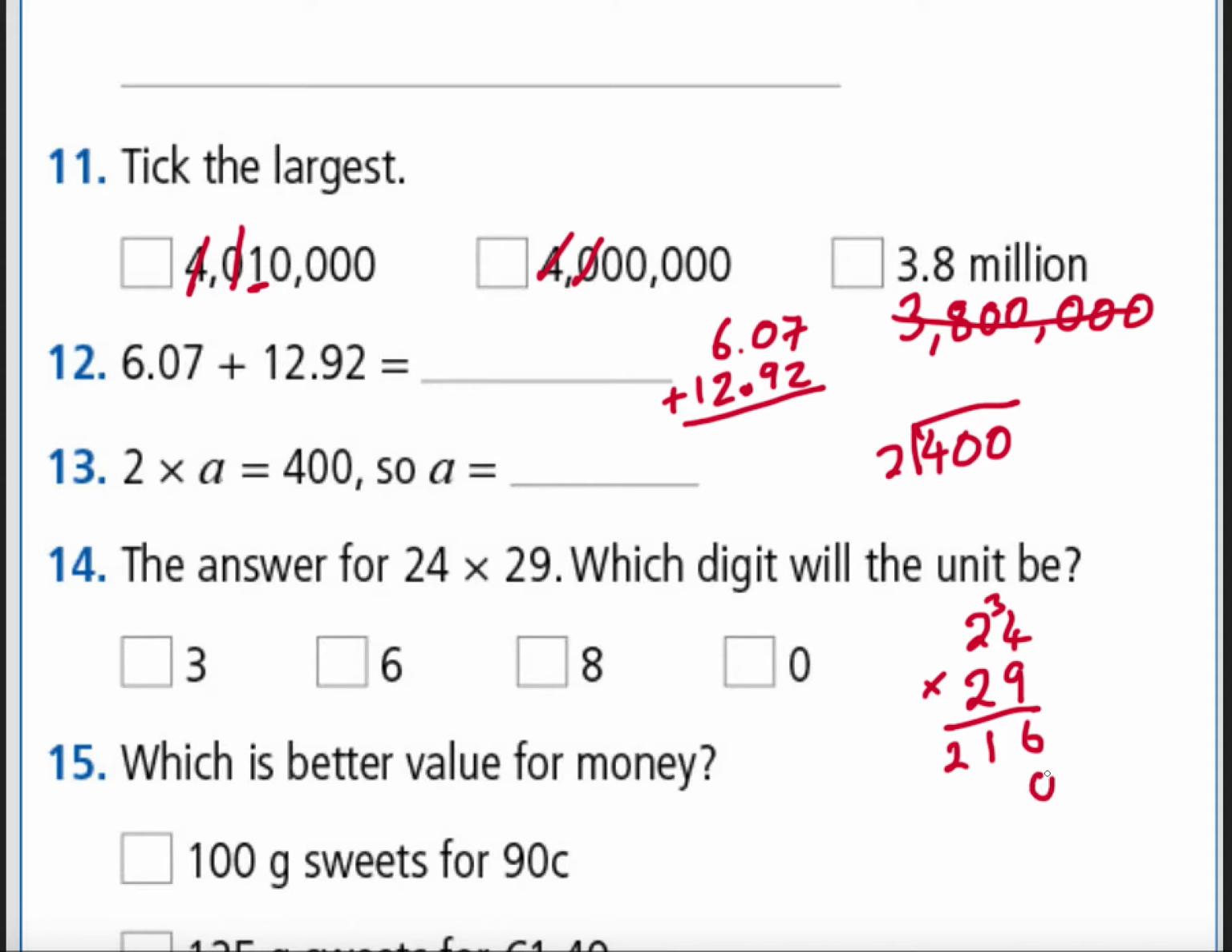And we're going to put a 0 down here because we're multiplying by tens next, and we don't need to go any further than that because we know that when we add up the units here we're going to get 6, and that's all they're asking for in the question. What digit will the unit be? So we can stop our sum here. We don't have to go any further and work out the final answer to 24 times 29.